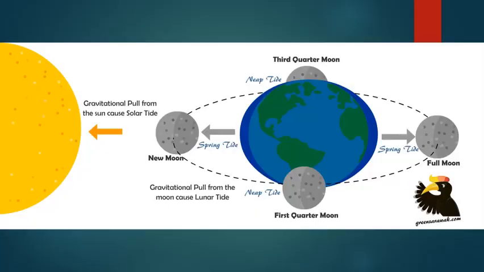Now we will study about the types of tides. There are two types of tides, the spring tide and the neap tide. The spring tides are unusually high tides which are produced during new moon and full moon. And the neap tides are caused during the first quarter of the moon and the third quarter of the moon. I'll be explaining it to you now.